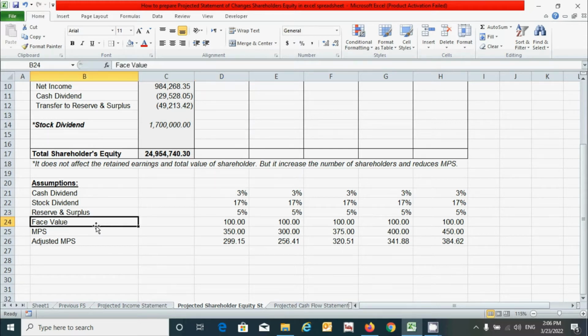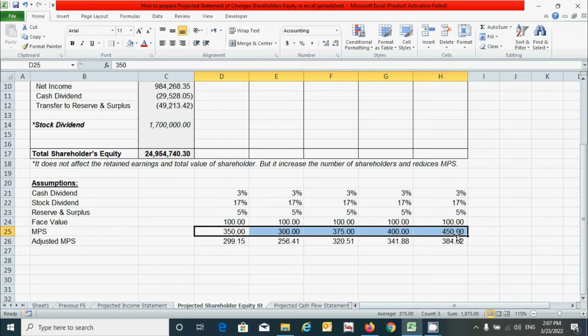Fourth, face value and MPS, that is market price per share. The face value of a common stock is always 100, okay, while the market price per share is different, as you can see here, due to the trading of the stock on a stock exchange, because this price is determined by a stock exchange on the basis of demand and supply of the stock, okay. And here we have assumed certain market price per share of the common stock for the next 5 years, you can see.